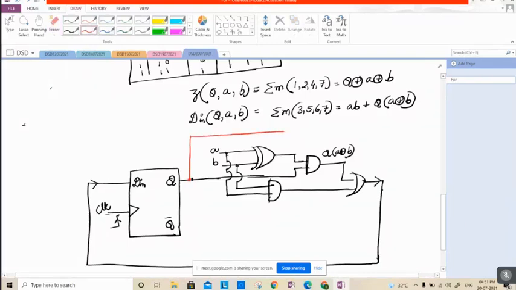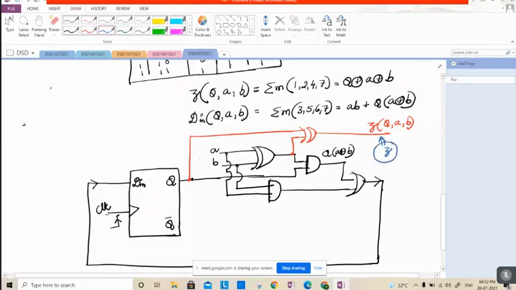Q XOR with A XOR B. Right, this is nothing but the Z value, Z of Q, A, B. Is this clear? Now where will I be getting the Z output? Here, Z is obtained.